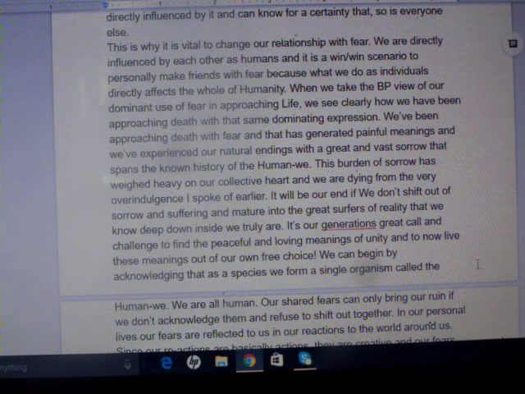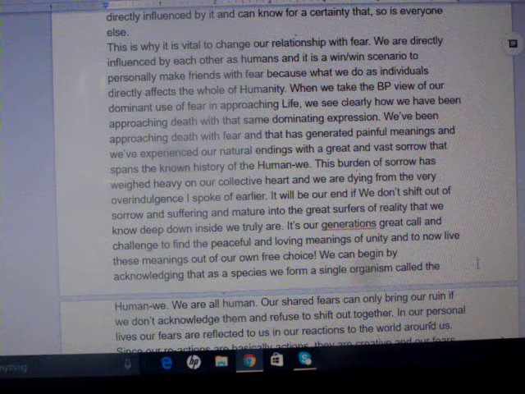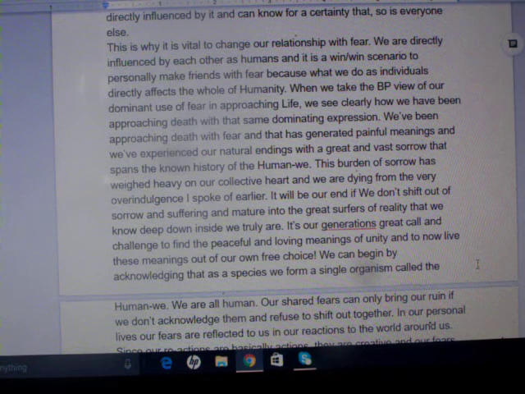When we take the big picture view of our dominant use of fear in approaching life, we see clearly how we have been approaching death with that same dominating expression. We've been approaching death with fear, and that has generated painful meanings, and we've experienced our natural endings with a great and vast sorrow that spans the known history of the human we.